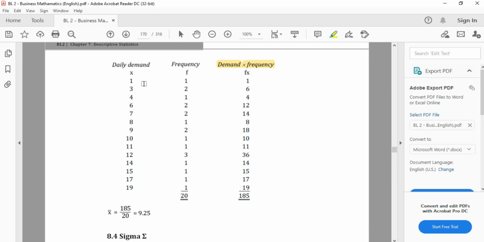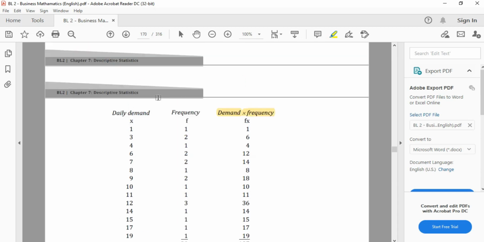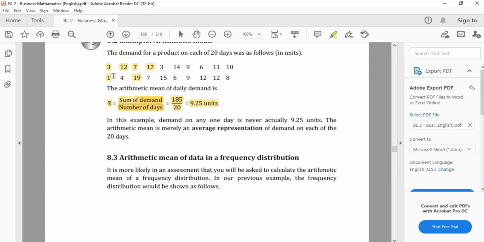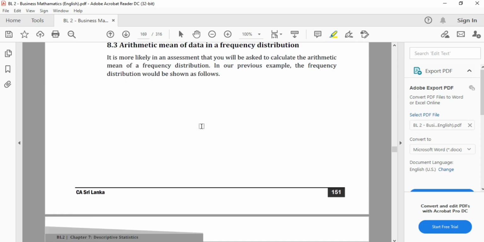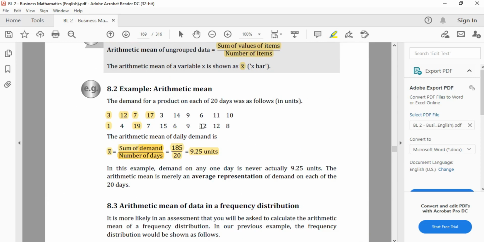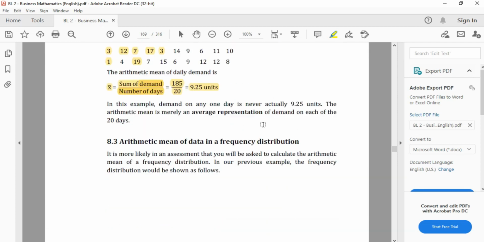So in ascending order, they have represented the daily demand from one minimum value to maximum 19. And then they have counted the number of times we achieved the demand of 1, 3, 4, 6 and so forth. So demand of 1, see how many times we have received in this 20-day period. Only 1 time. Then demand of 3, how many times? 3 we have 1 3 over here and another 3 over here which is 2 times.